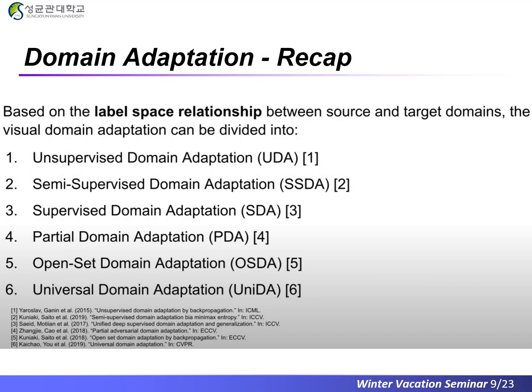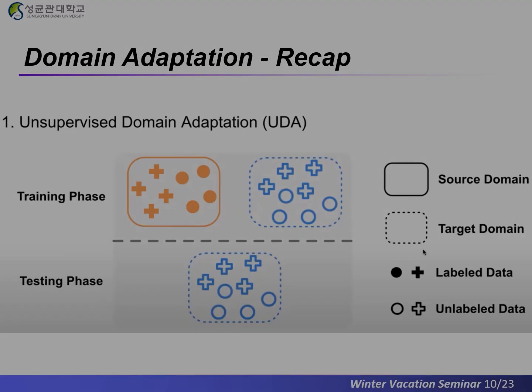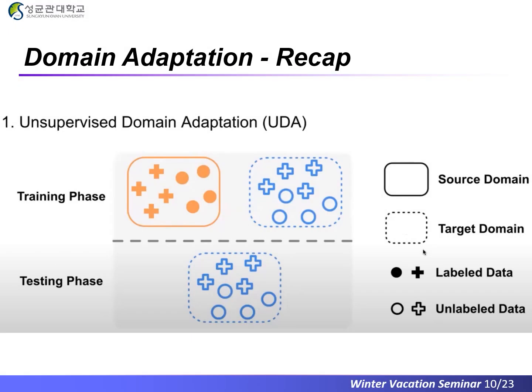There are several common types of domain adaptation, as shown in this slide. In this presentation, we focus on unsupervised domain adaptation (UDA), where we only have labeled data in the source domain and unlabeled data in the target domain. Now, let's move on to the core of this presentation: how ADDA leverages adversarial learning to solve the UDA problem.